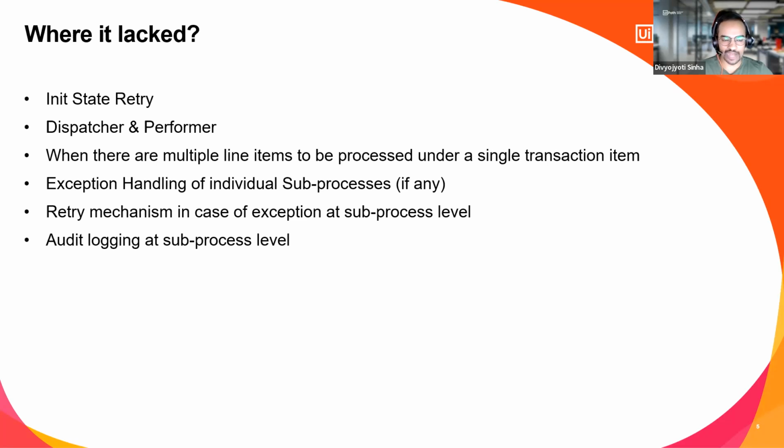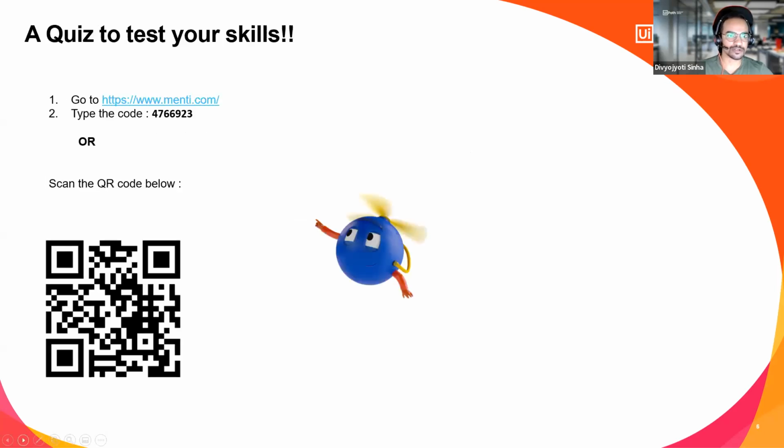The audit logging at sub-process level is also missing, because you have to build your own logging mechanism and write your own log message. So this is in brief where the standard RE framework lacked.